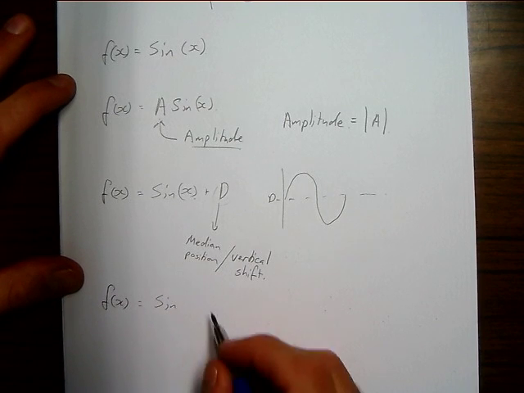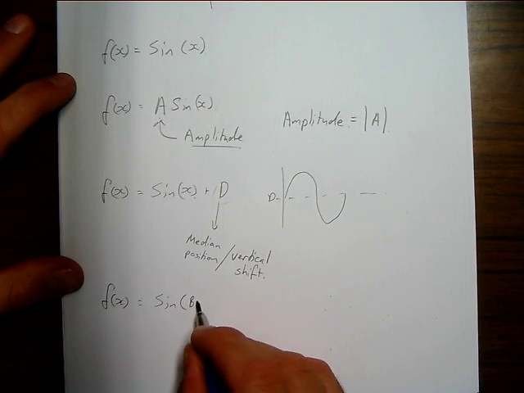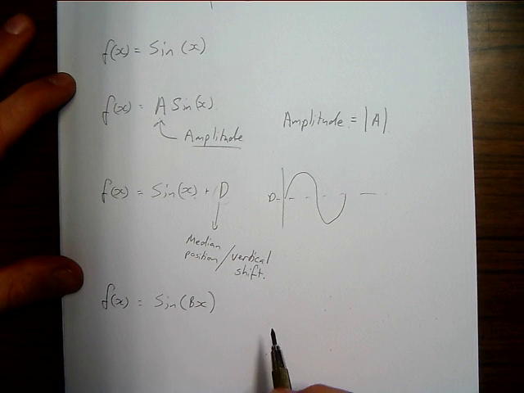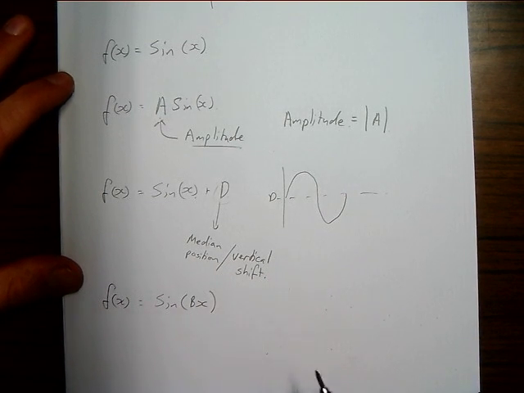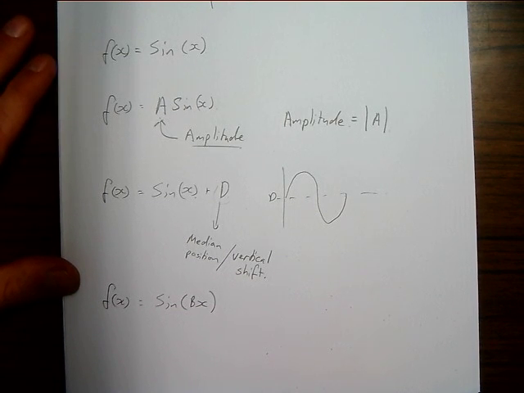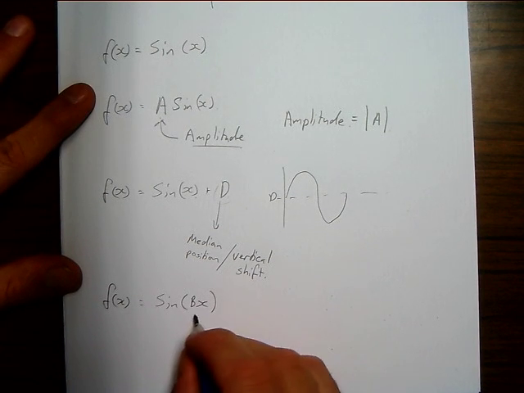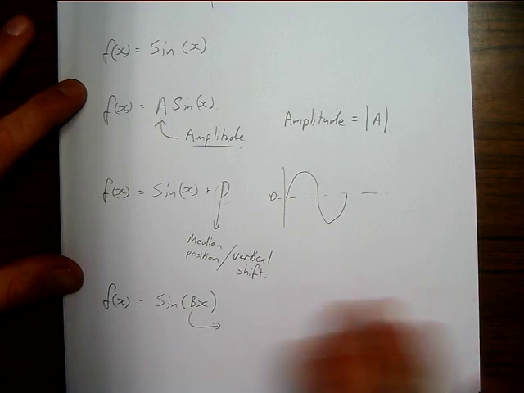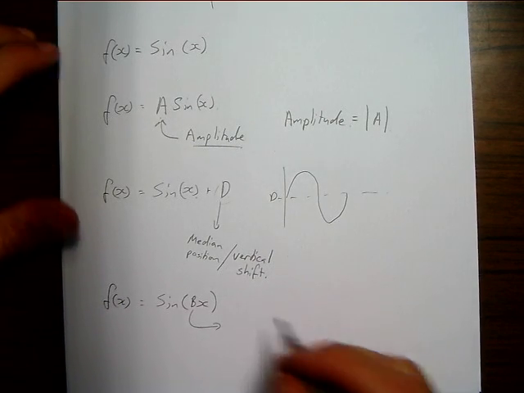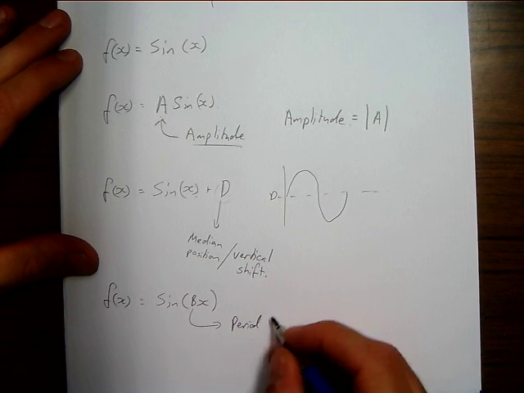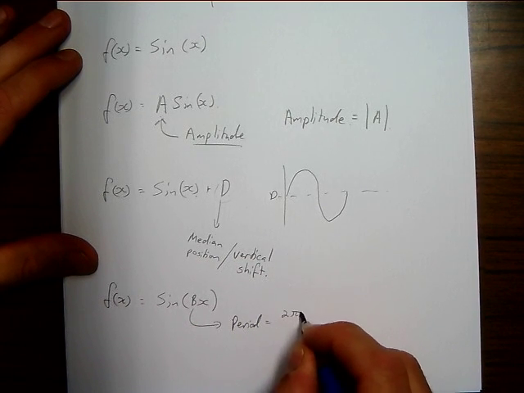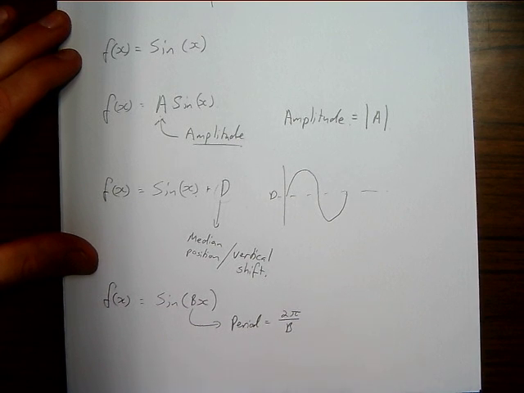So if we added in a value bx, the b, what does that tell us? So the period is b. We sure about that? No. So there we had a little formula, 2 pi on b. Okay, so the period is 2 pi on b.